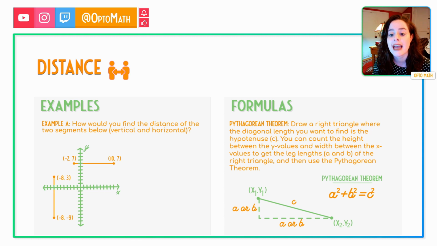So example A is, how would you find the distance of the two segments below, vertical and horizontal? So we're just thinking about vertical and horizontal distance here. So looking at the first one, your y values are the same, and that's because it's horizontal. So the height doesn't change across the entire segment. So all you really need to do is count the distance between your x values. So if you're -2, that's 2 chunks right here. And if you're +10, that's 10 chunks here. So the total distance would be 12.